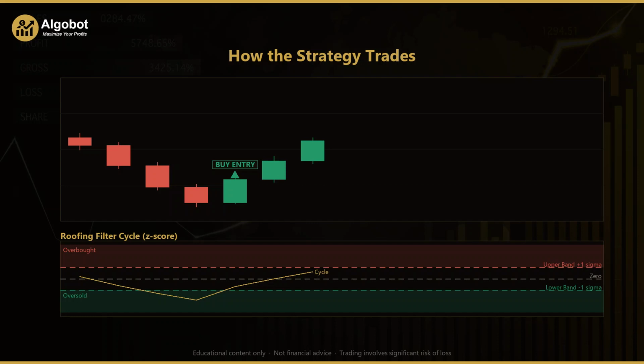Price puts in a bullish bar, closing well above its open, and the cycle oscillator turns and crosses back up through the -1 sigma line. Both conditions are now satisfied, the cross up out of the lower band, and a bullish confirming bar. The EA opens a long position, and you can see the buy entry marker on the chart. At that same moment, the stop loss is placed a multiple of average true range below the entry, and the take profit is set at 1.2 times that risk distance above.